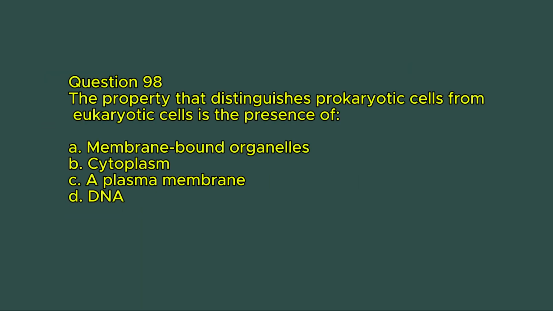Question 98. The property that distinguishes prokaryotic cells from eukaryotic cells is the presence of: A. Membrane-bound organelles. Cytoplasm. A plasma membrane. DNA.